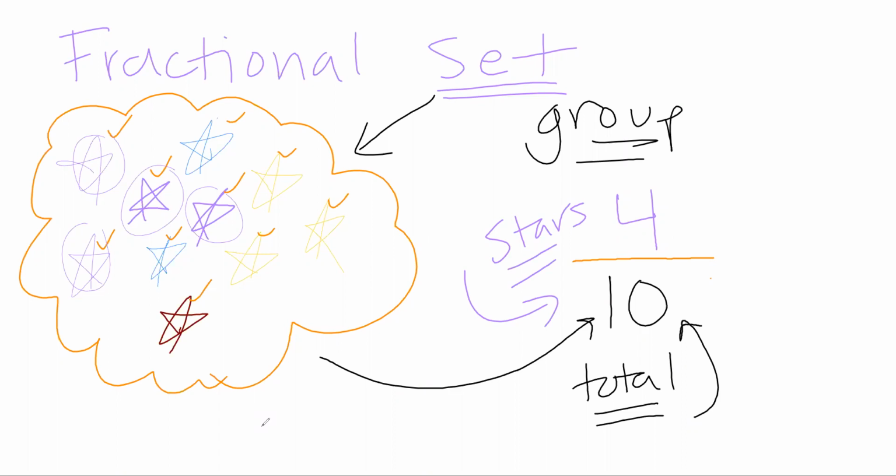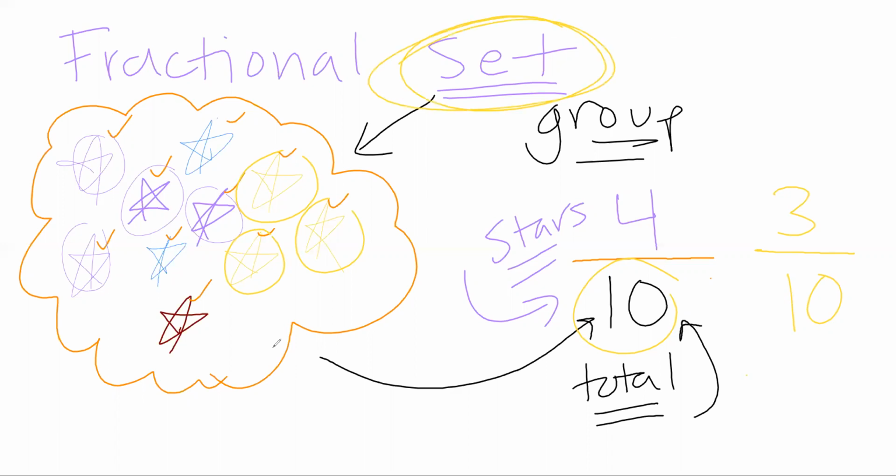Someone might also ask, what's the fraction of yellow stars? Well, the total doesn't change. I still have 10 stars altogether, so there's my denominator again. And then I just look at how many are yellow. I have 1, 2, 3 yellow. So the fraction of yellow stars from this set is 3 out of 10.